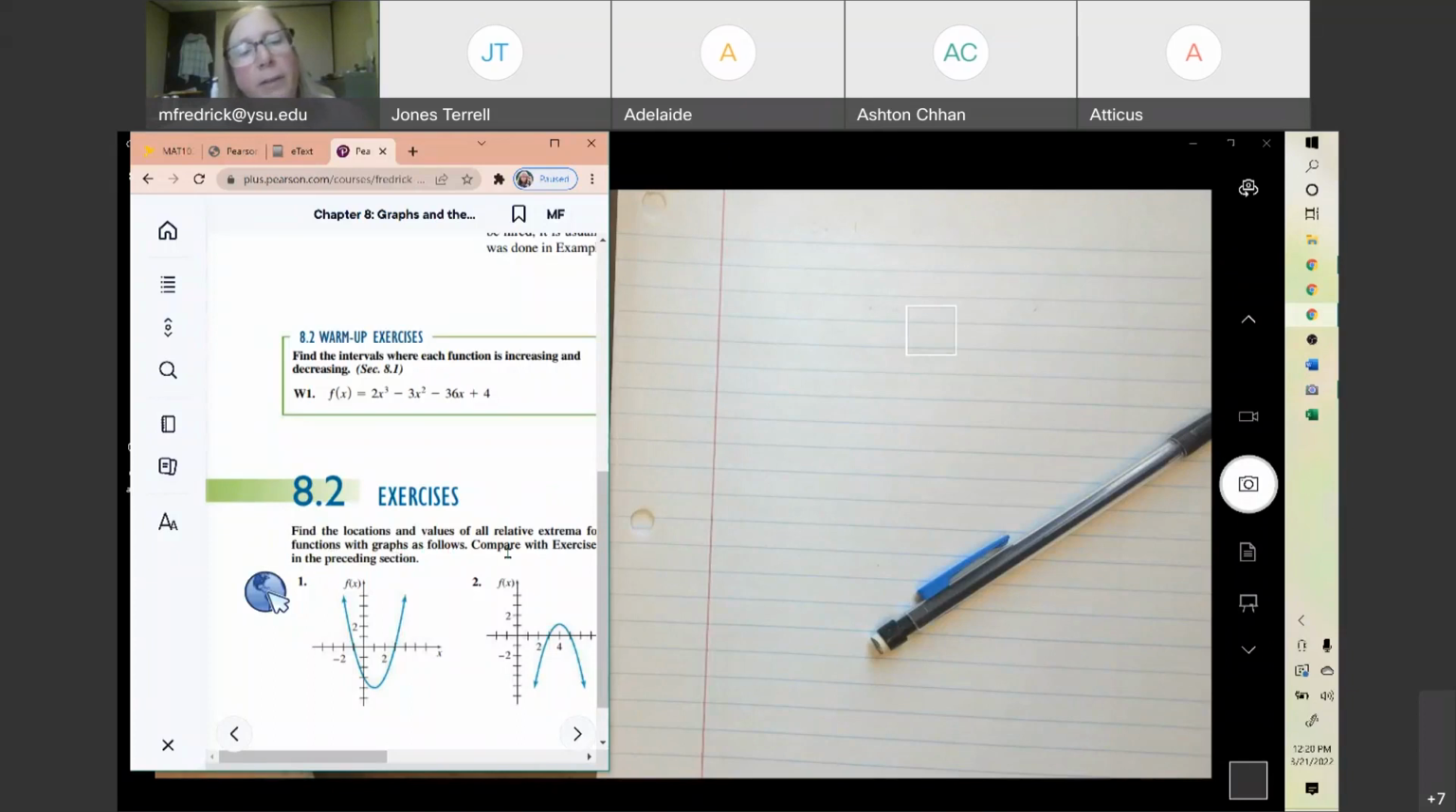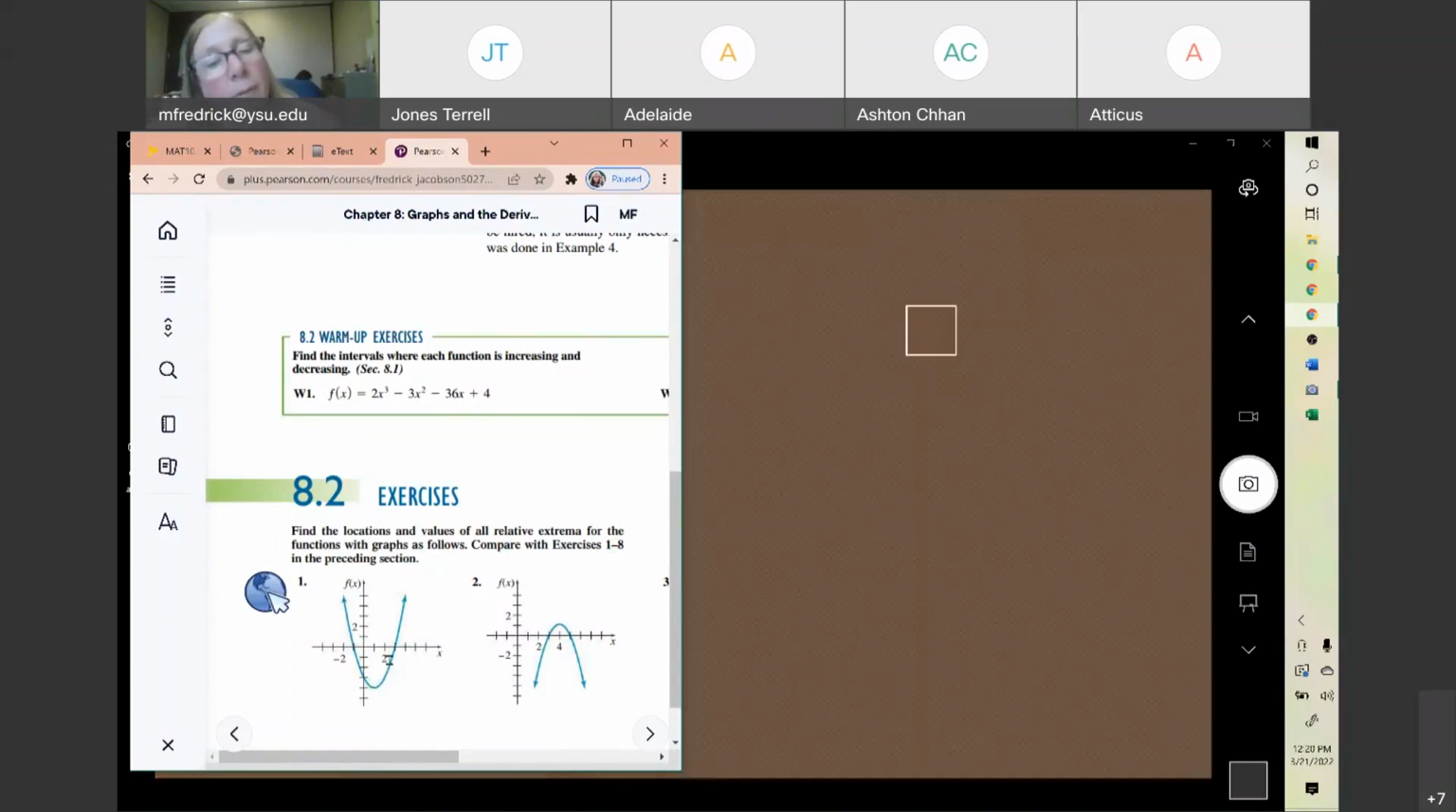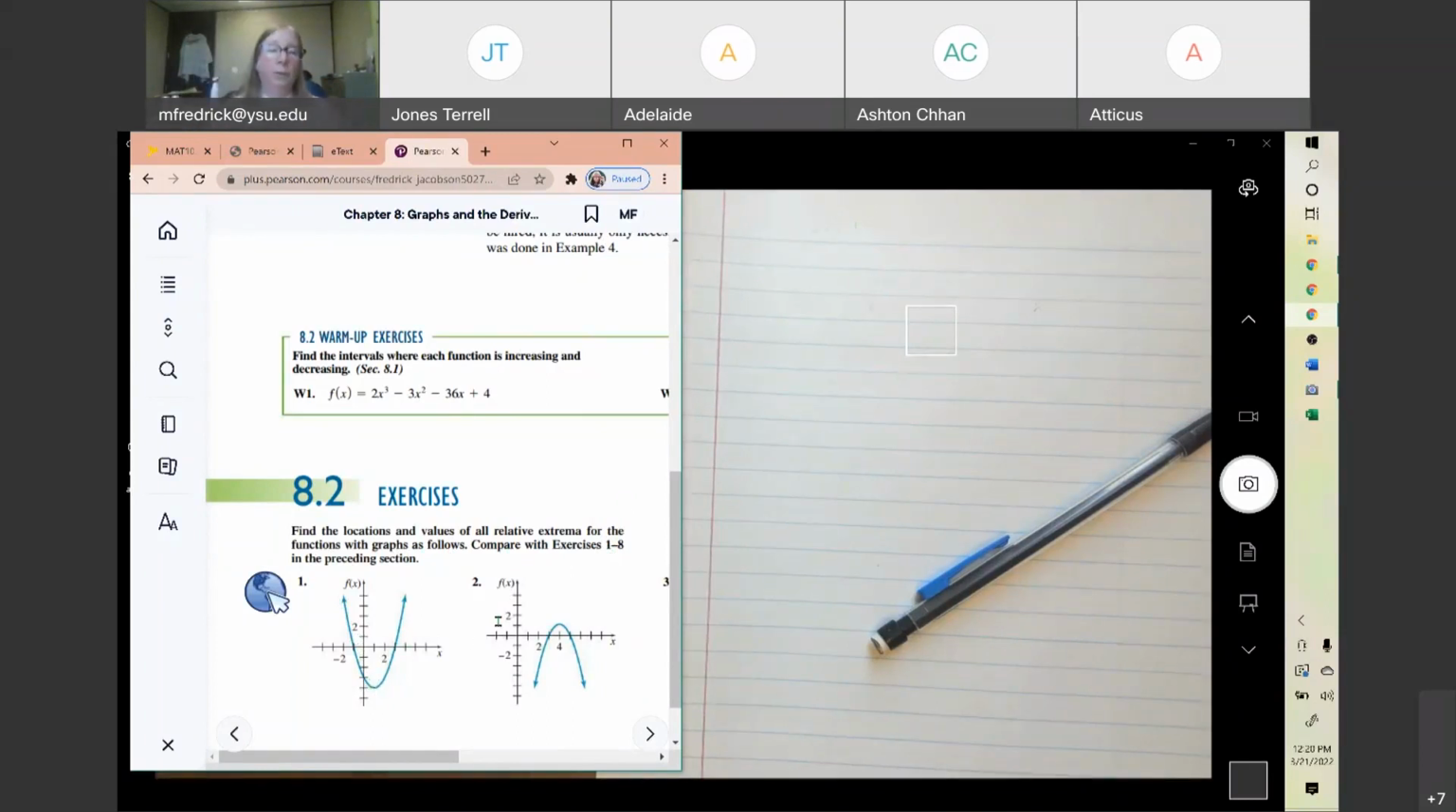Find the location of values of all the relative extrema. Now it says to compare with section 8.1, but we didn't really cover 8.1. 8.1 talks about increasing and decreasing. For instance, this would be decreasing, and then at the critical number, it would start increasing, because a critical number is also where your graph changes from increasing to decreasing or decreasing to increasing. It's where it changes. And so if it goes down and then up, that's a minimum.